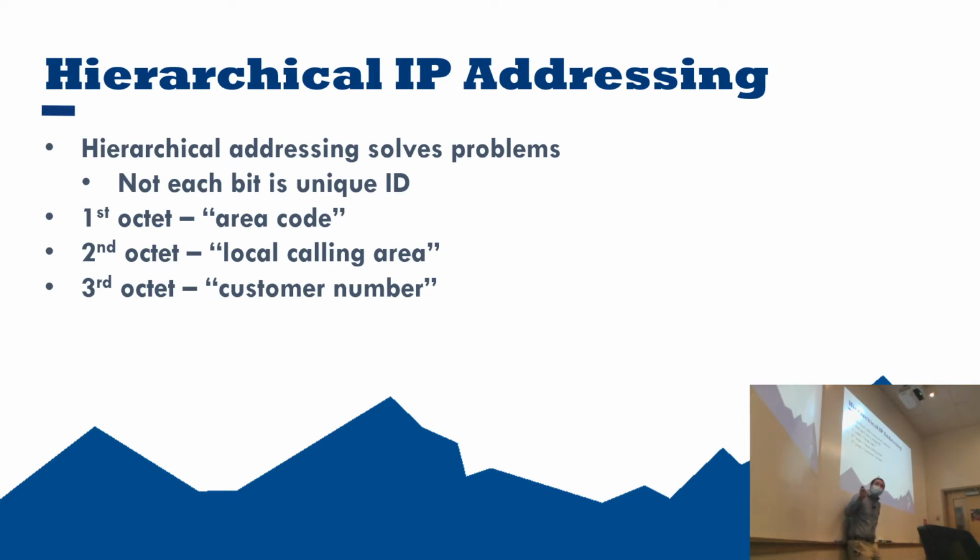Okay, then the second octet's going to be for the local calling area. And then finally, third octet's going to be for the customer number. So like I say, I personally wouldn't choose these terms, but just make sure you understand that, basically if you have some random IP address, let's just put 97.23.101. This is a made up address, don't code to it.